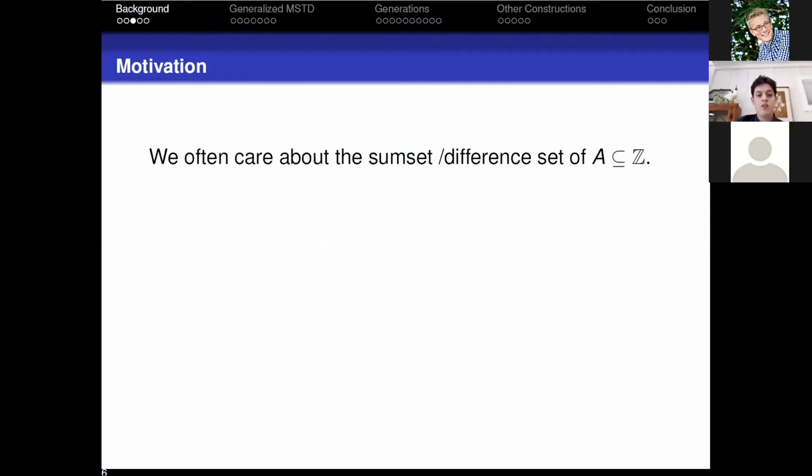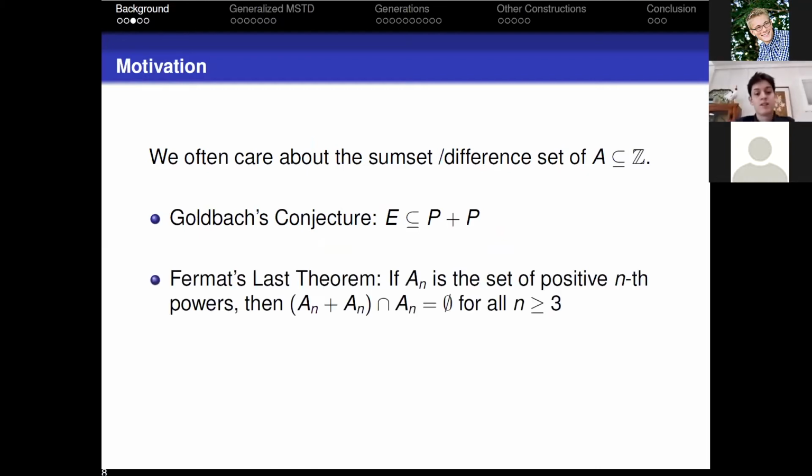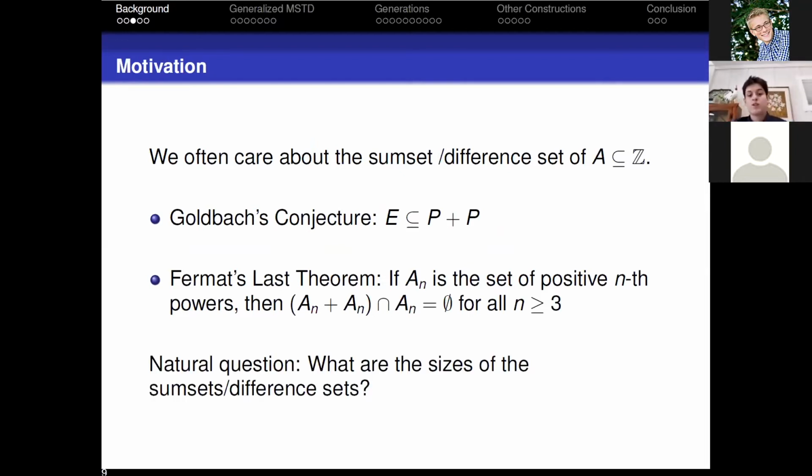So some motivation, there's lots of classical problems in number theory that care about the sum set or the difference set of A. So for example, Goldbach's conjecture can be restated as saying that the set of even numbers is contained in the sum set of the set of prime numbers. And Fermat's theorem can be restated as a statement of the intersection of the sum set of the set of nth powers of integers with itself. So a natural question is, what are the sizes of sum sets and difference sets?